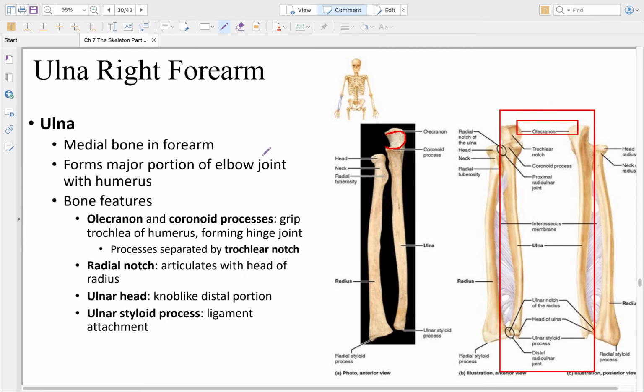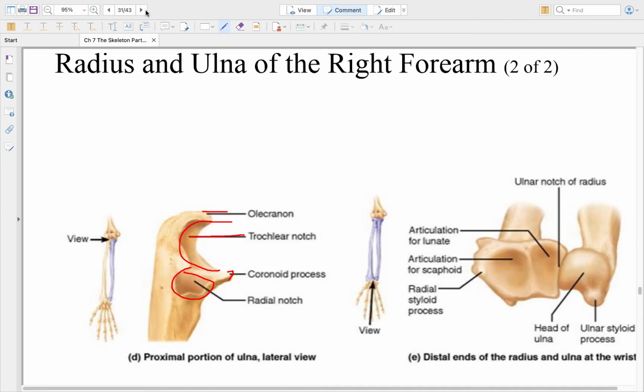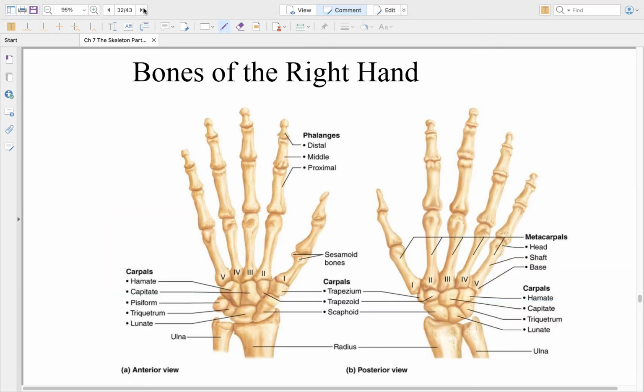Okay, and what else do we have here? I mean, this is the same thing. It's just the joint where the radius meets the ulna. Down here, the radius meets the ulna again in the ulnar notch of the radius. And then this is the head of the ulna down here, and the ulnar styloid process. That's a good one. There's the ulnar styloid process, the ulnar notch. Okay, let's go ahead and move on.